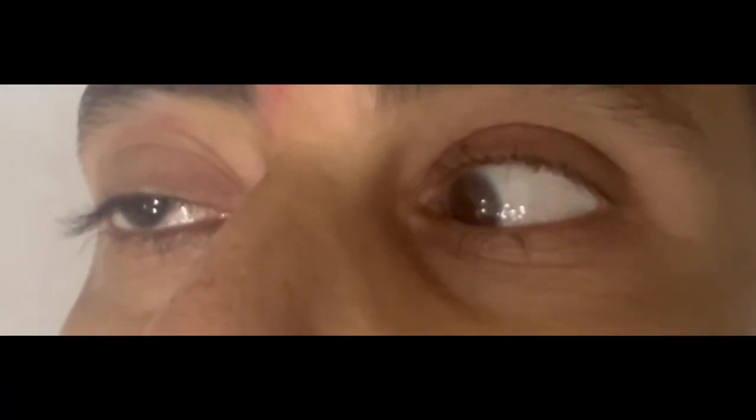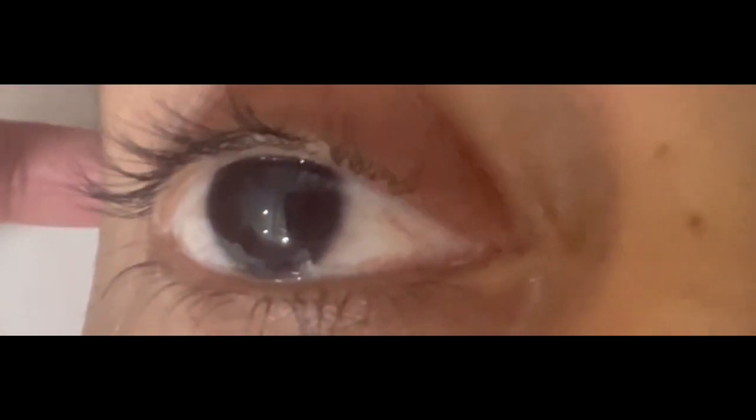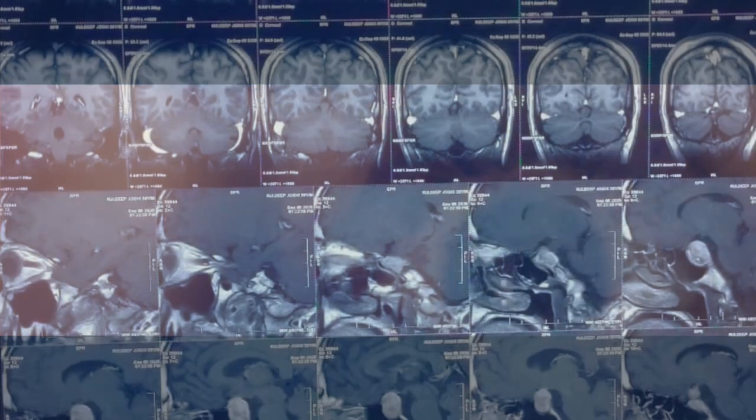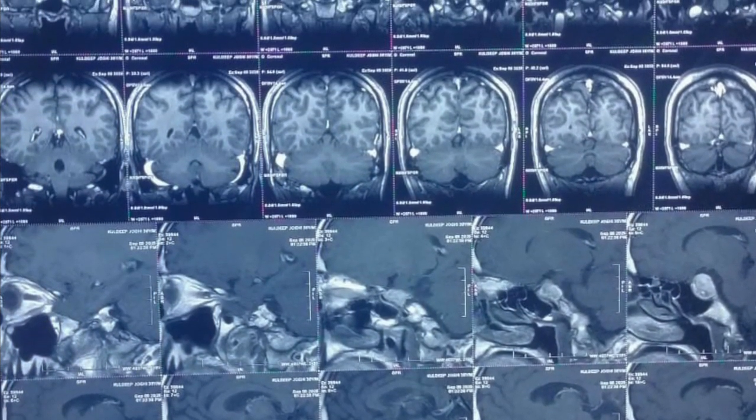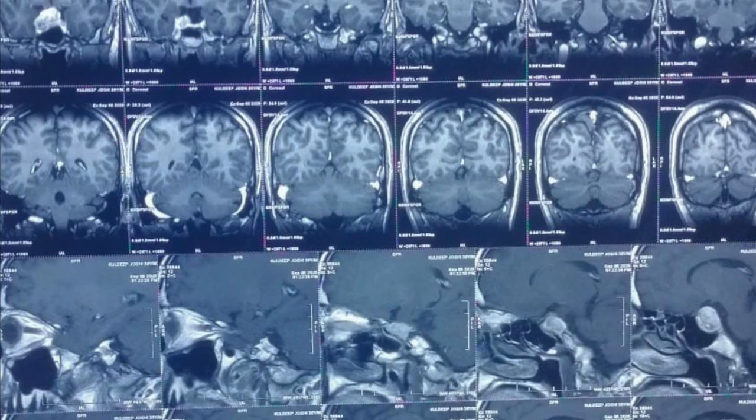We are presenting a case of a 30-year-old male who presented to us with sudden onset severe headache and vomiting, with bitemporal hemianopia, right-sided complete ophthalmoplegia and ptosis since the last 15 days. On MRI, there is a pituitary macroadenoma about 3 cm in size.